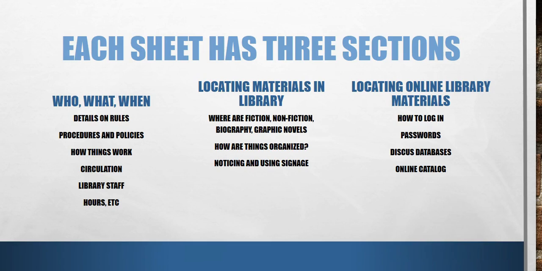Each question sheet has 3 sections, 2 questions in each section, so they have 6 questions to answer. The questions are who, what, when, what are the rules, who works at the library, where's circulation, all that good stuff. Then the next section is locating materials in the library. Where's fiction, nonfiction, biography, graphic novels, how is it organized, and noticing and using signage. I do have decent signage in my library. The kids just need to know that those are their headings in the text that is the library. And then locating online materials for the library, knowing how to log in, passwords, how to get into Discus databases, and our online catalog.